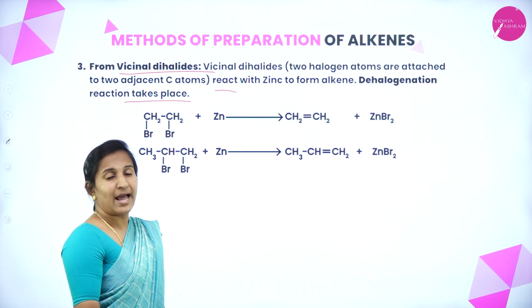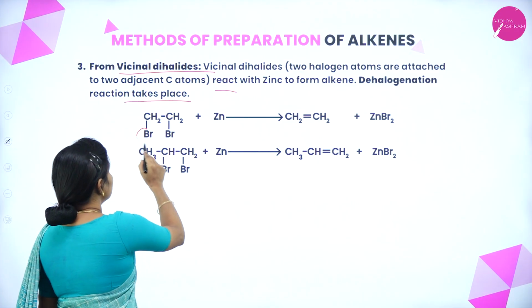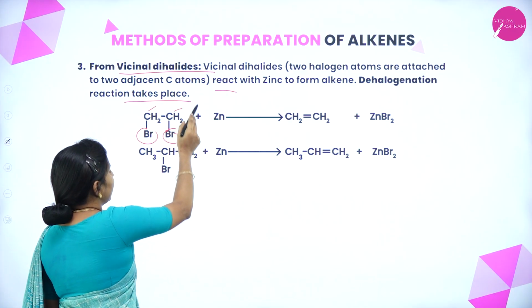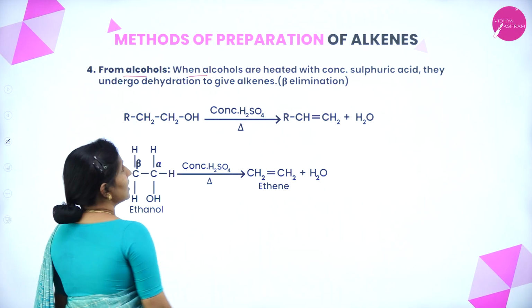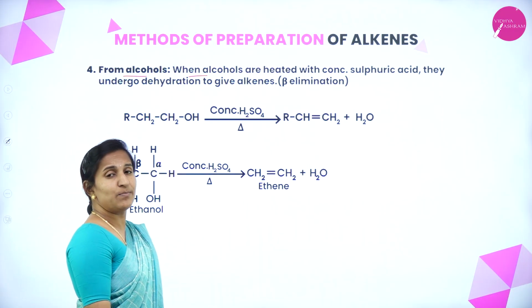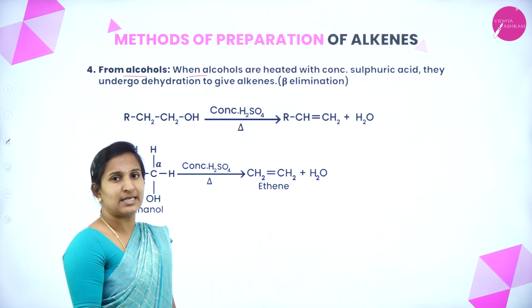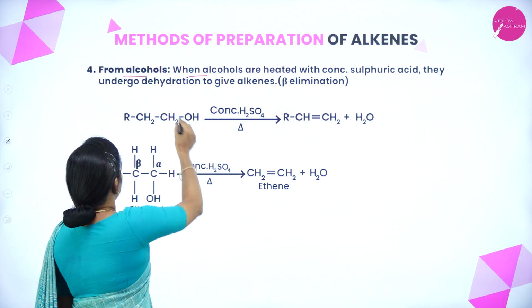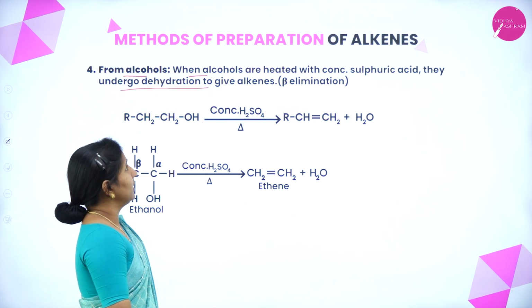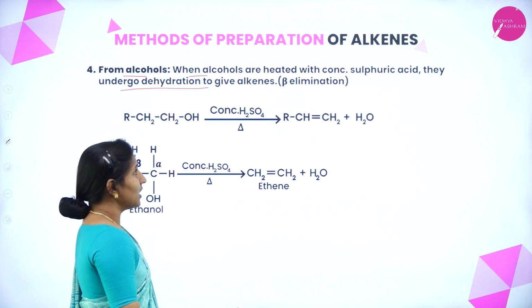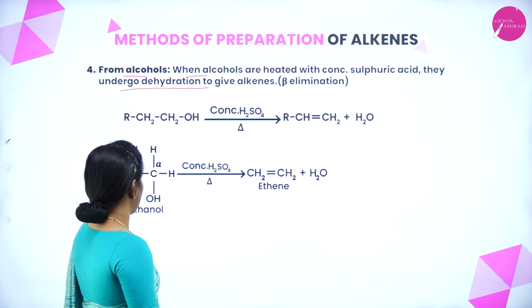Vicinal dihalide means halogens attached to different adjacent carbons. From alcohols: when alcohols are heated in the presence of concentrated sulfuric acid, they undergo dehydration to give alkenes, that is a beta elimination reaction.